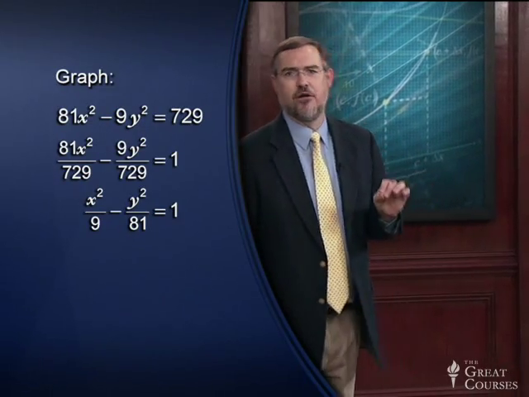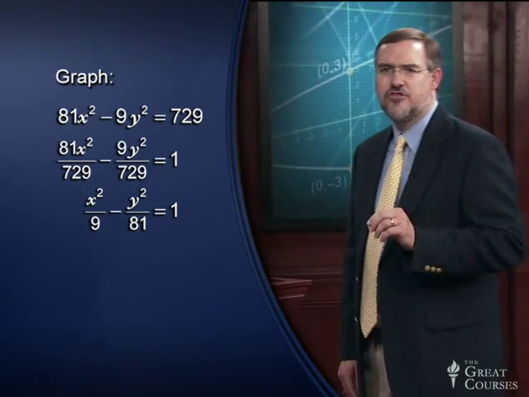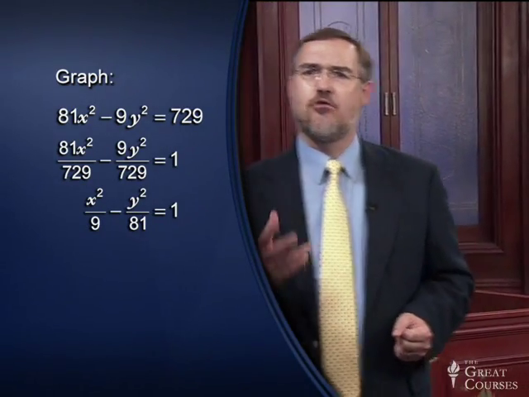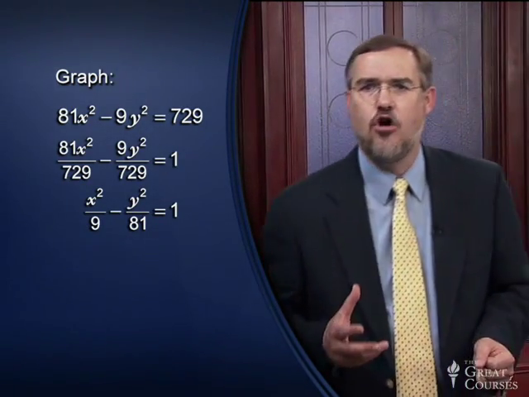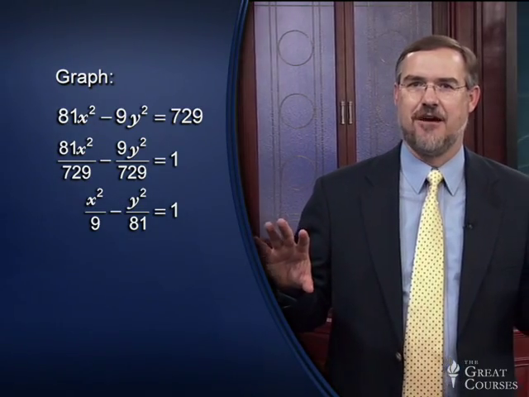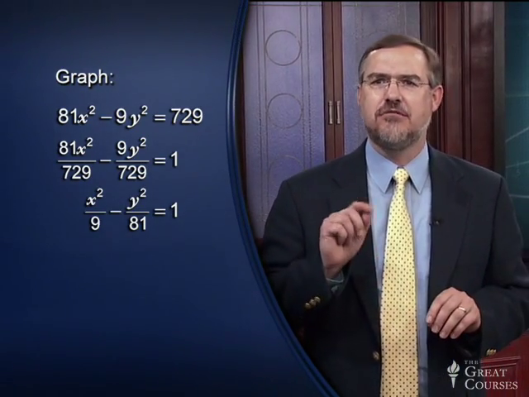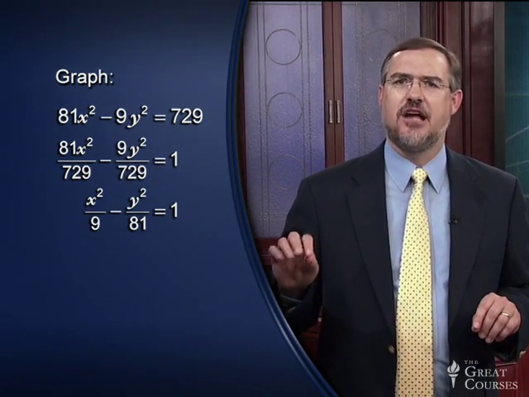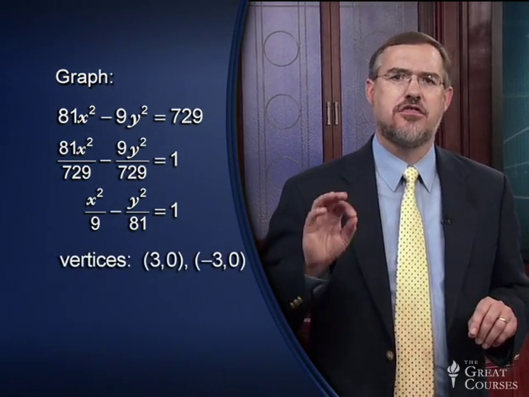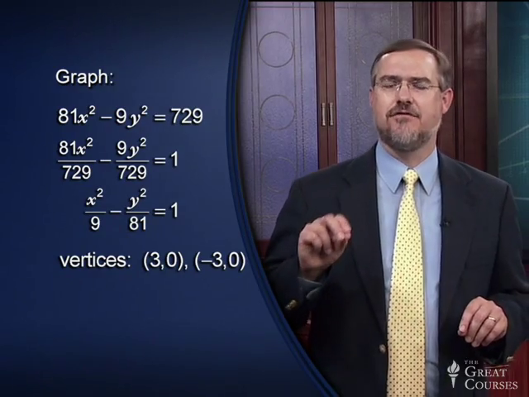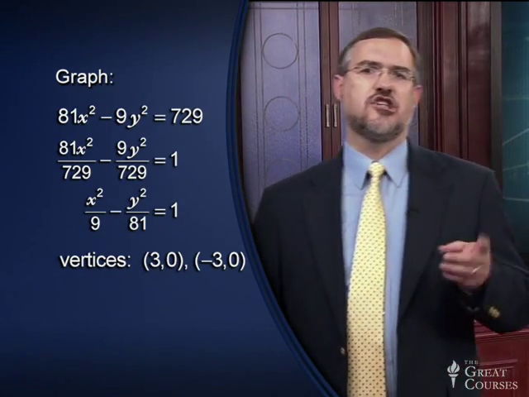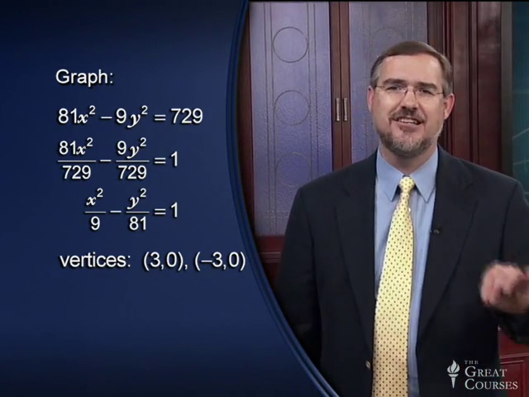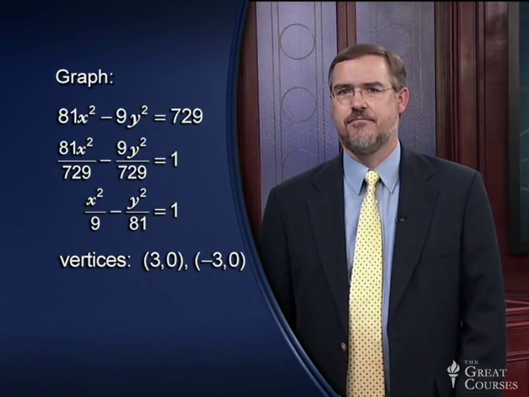Well, here's how I'd approach it. Since the x squared term is the positive term, it's the one in the front, if you will, the branches are going to open up along the x-axis. Also, I should be able to see the vertices pretty quickly here. They're going to be on the x-axis, and they're going to be at the points (3, 0) and (-3, 0), because the square root of 9 is 3, and the 9 is that denominator under the x squared.